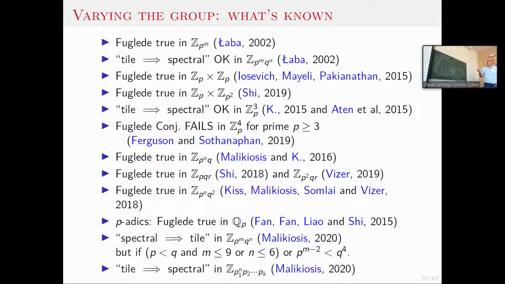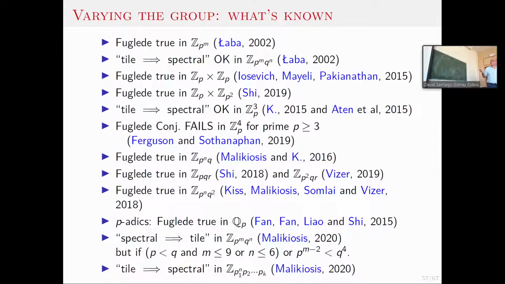And then Laba herself, perhaps in the same paper, proved one direction of the conjecture, tile implies spectral, in the case where you have a cyclic group with two different primes only. This is a nice result. It's not very hard. You go from Z_p cross Z_p, you now have a non-cyclic abelian group, and the Fourier conjecture is true there.